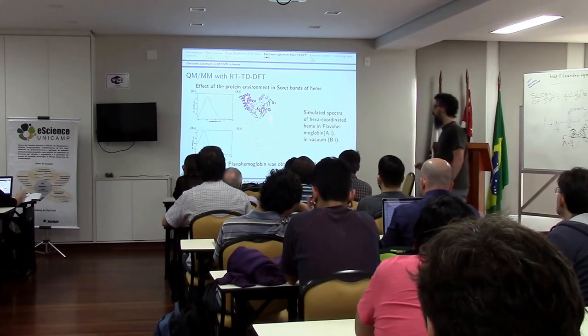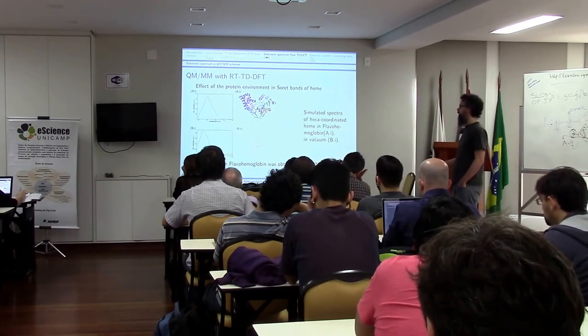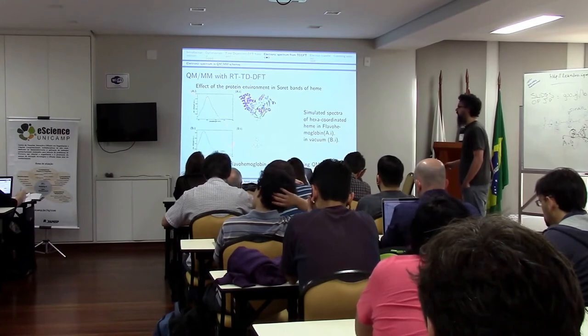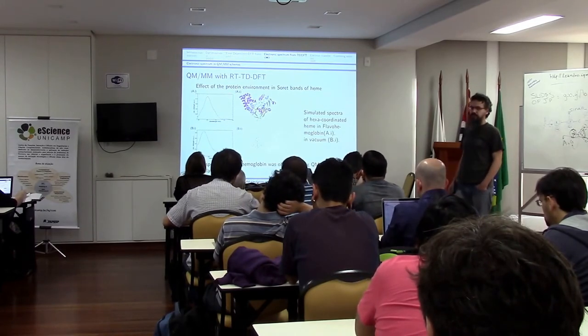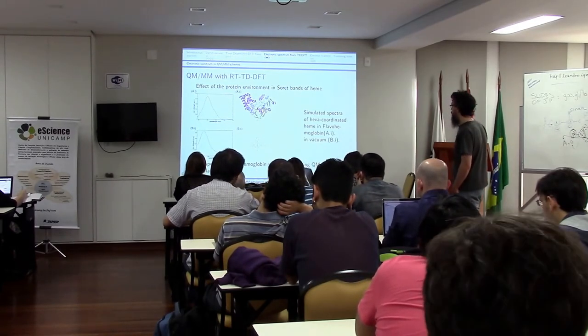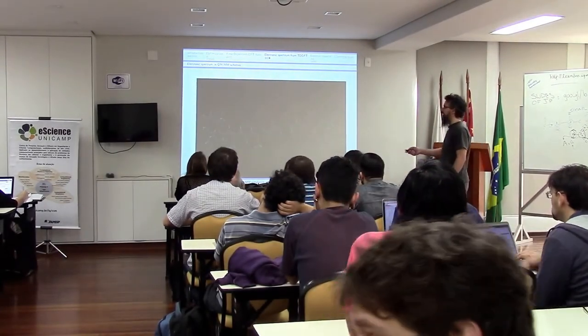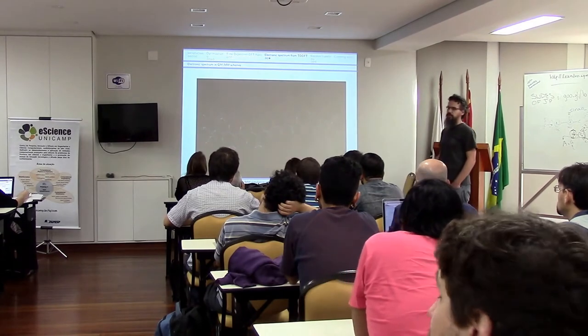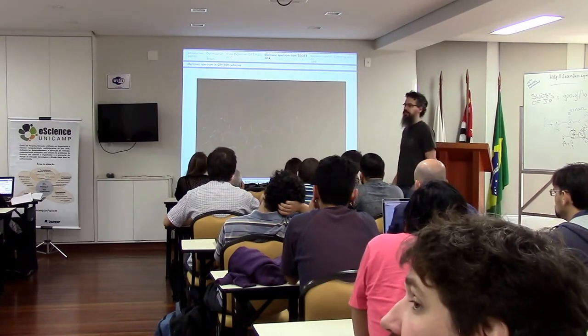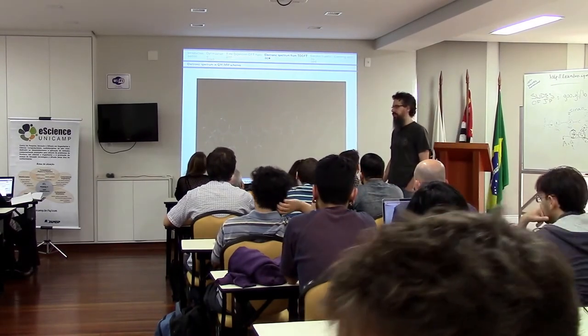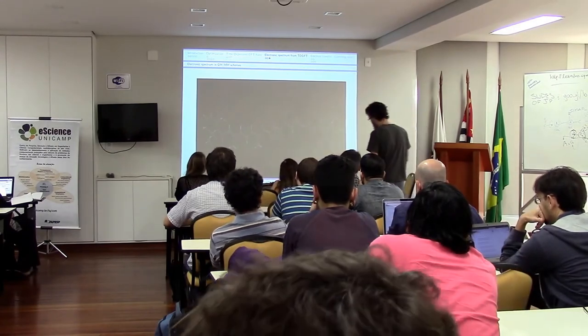So we can use a heme group in a heme protein, and we can see that this works. And better than that, this is a carotene molecule, and best of all, we can make very nice movies.